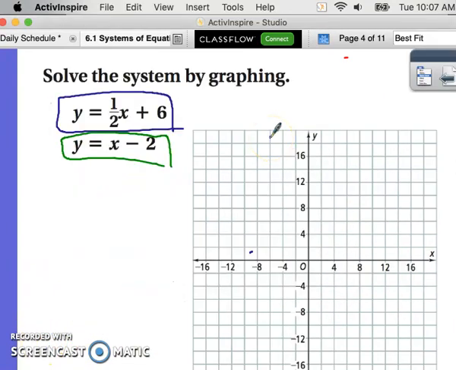Okay, again, first step is to graph the equations. Both of them are written in slope-intercept form. So I'm going to go to my first equation, and I'm going to put my point at 6. Because a positive 6, if this was a minus 6, it would go down to 6, right? But it's plus 6. Then I'm going to use my slope and go up 1 to the right 2.